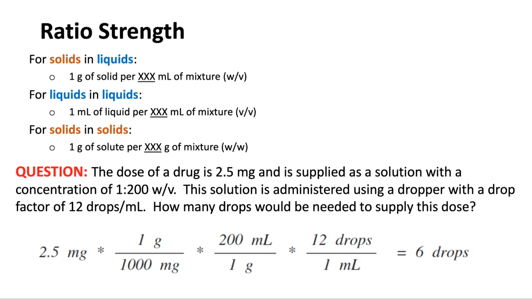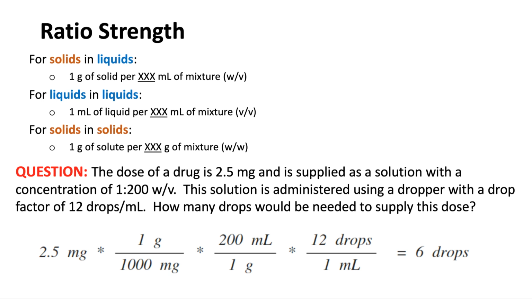So getting back to this question, since I have my dose in grams, I want to multiply it by the concentration expressed as 200 milliliters on top for every 1 gram on the bottom. And that way the units of grams cancel, and I now have my volume of this solution that would provide my 2.5 milligrams. However, we're not done because it wanted us to express that volume in terms of the number of drops using our set. So the last step is to multiply the fact that we know we get 12 drops for every 1 milliliter. By putting milliliters in the bottom, the units cancel.